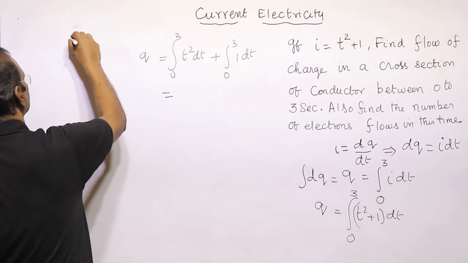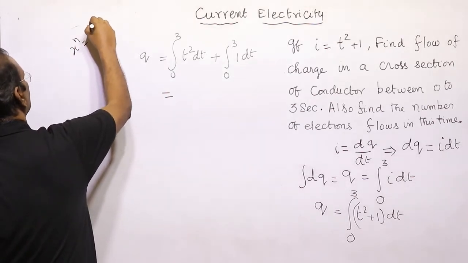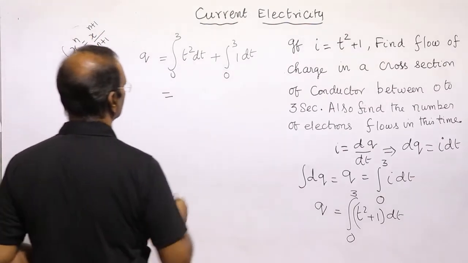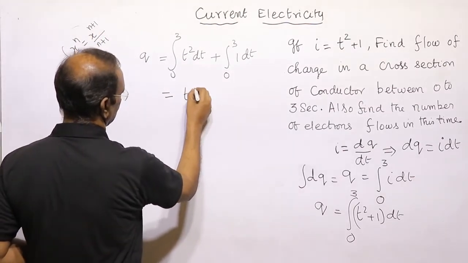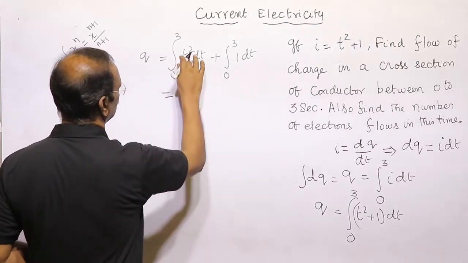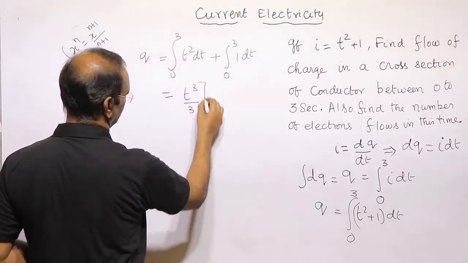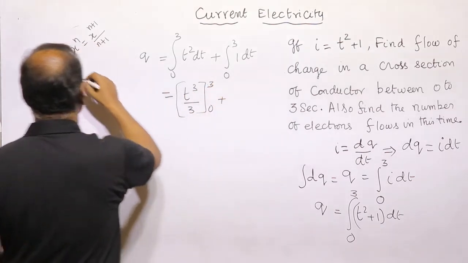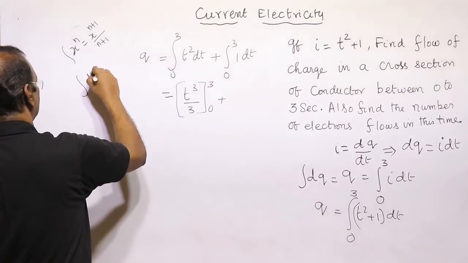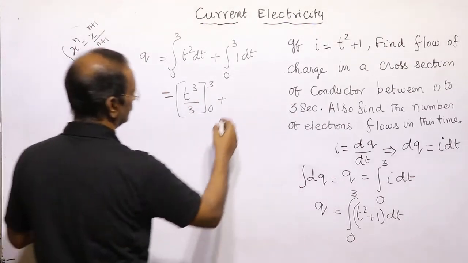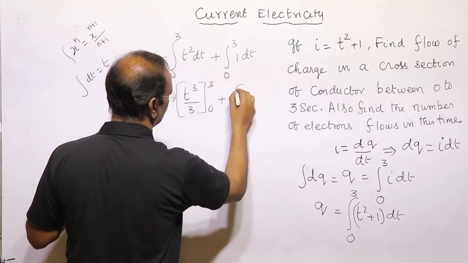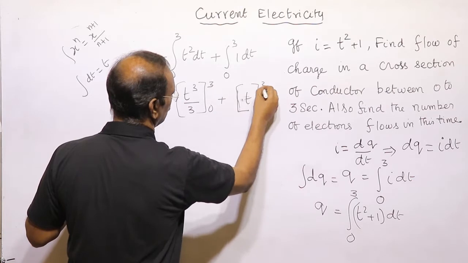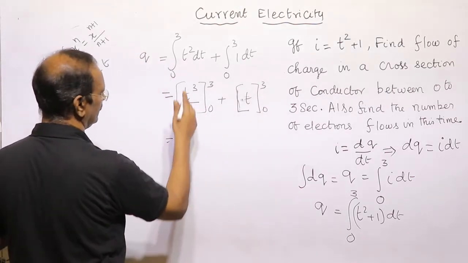See, integration of x power n is equal to x power n plus 1 divided by n plus 1. So this is equal to t cube divided by 2 plus 1, that is 3, plus, integration of a constant is equal to t. We have to apply the limits, 0 to 3. First we will apply the upper limit.